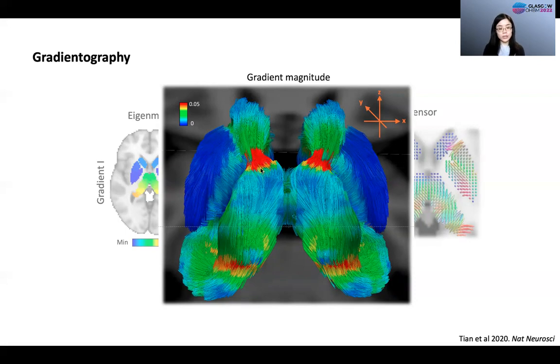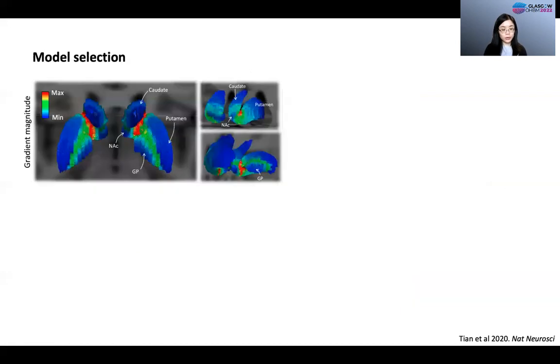We can see that locations in red, or here those circumscribed bands, indicate the local maxima in the gradient magnitude, which then suggests the putative functional boundaries. In this way, gradientography enables not only a striking visualization of the brain gradients, but also the detection of gradient magnitude peaks. So let's take a closer look. Here are the streamlines that travel through the left and right dorsal part of the subcortex, traveling through the globus pallidus, putamen, nucleus accumbens, and the caudate.